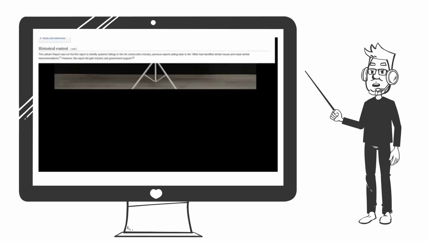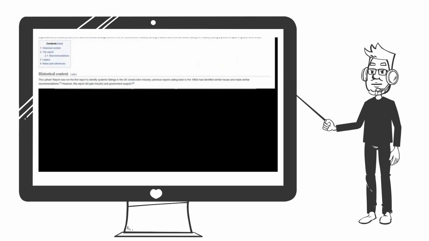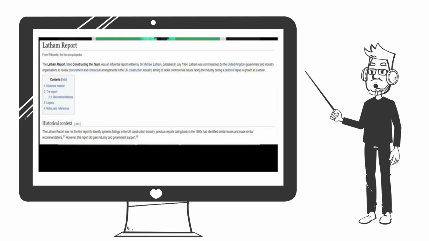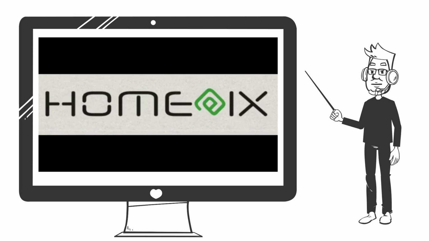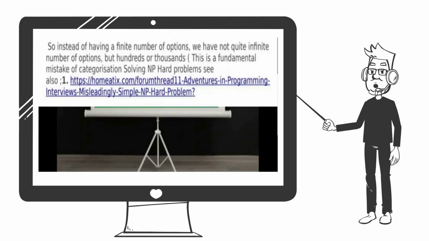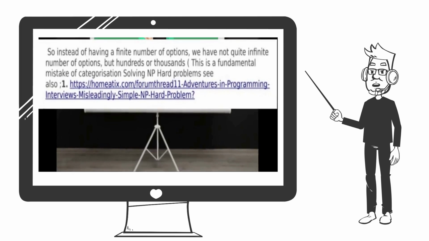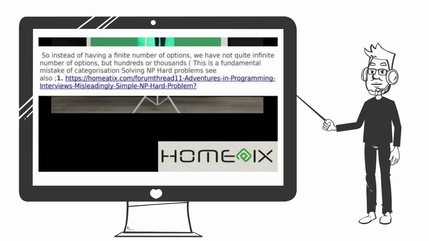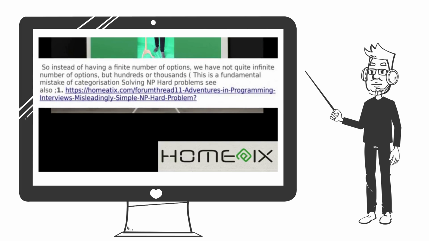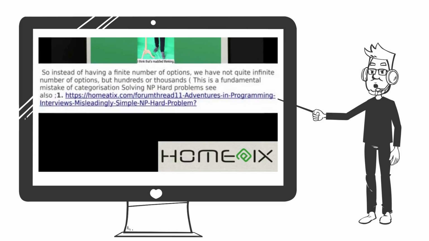It's not about our ability to deliver affordable homes. It's a market problem, which I will go on to explain. And so Modulous then go on to say that they've solved the problem as they see it of this fragmented industry. And then they go on to say that instead of having a finite number of options, we have not quite an infinite number of options, but hundreds or thousands. Now, I think that's muddled thinking.